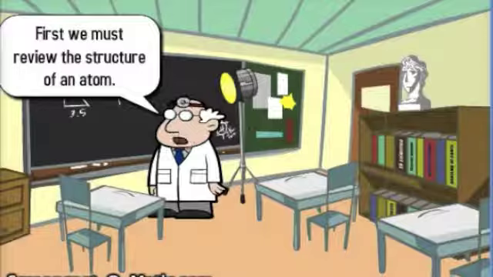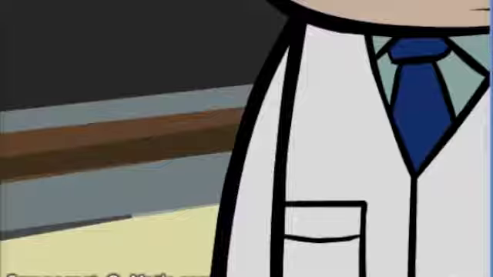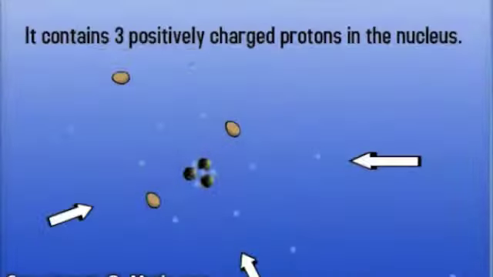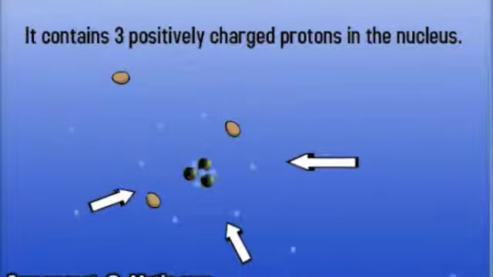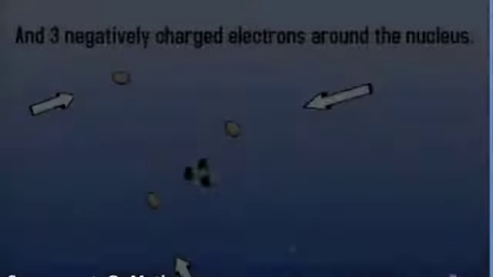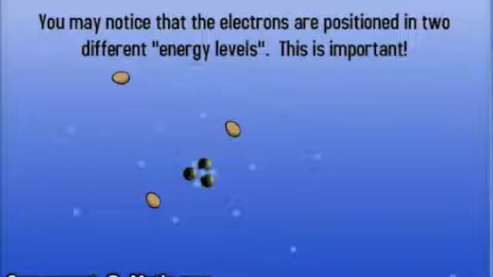First, we must review the structure of an atom. We must get very small. Here is a model of the lithium atom. It contains 3 positively charged protons in the nucleus and 3 negatively charged electrons around the nucleus. You may notice that the electrons are positioned in 2 different energy levels.